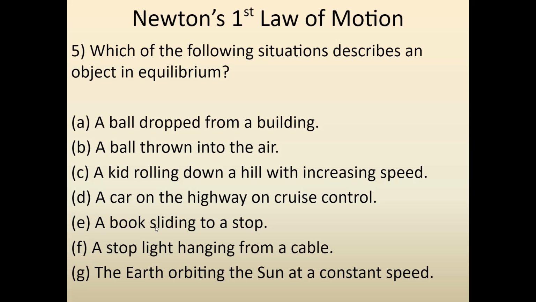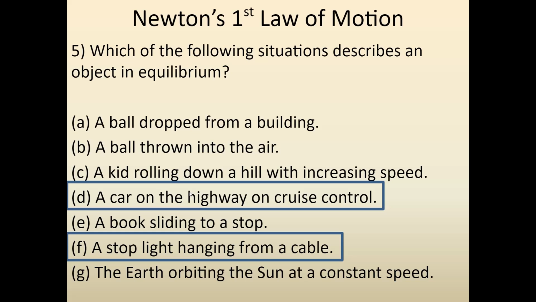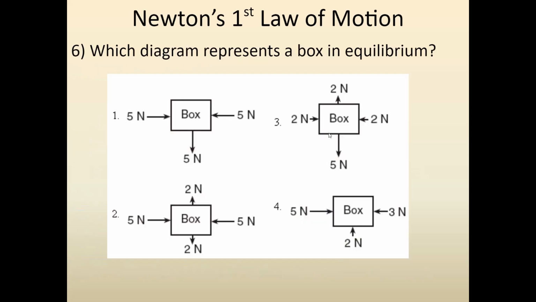But as I mentioned before, it has to be continually moving in a straight line. And when the Earth orbits the sun, its velocity changes because the direction of its velocity is constantly changing. So Earth orbiting the sun is constantly accelerating and is not in a state of equilibrium. Right? So it's only D and F that are the proper answers.